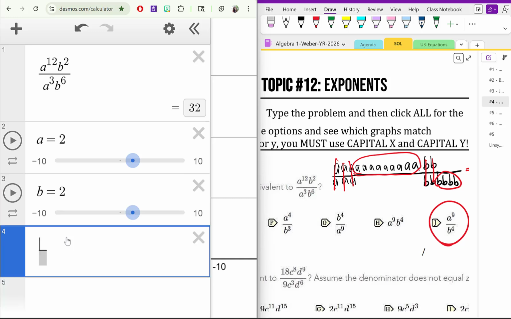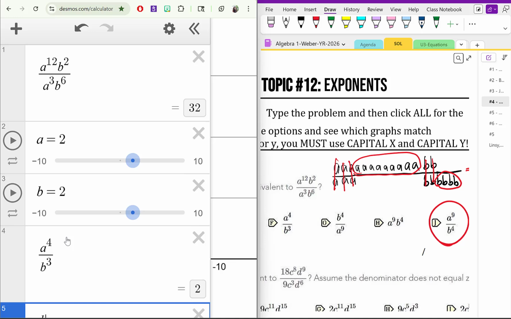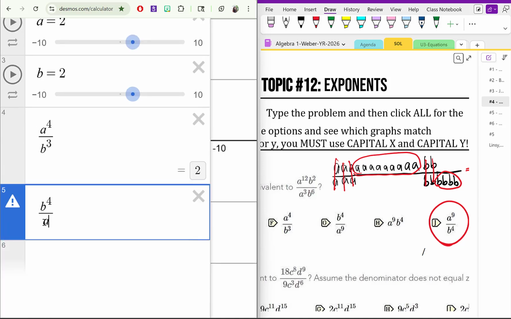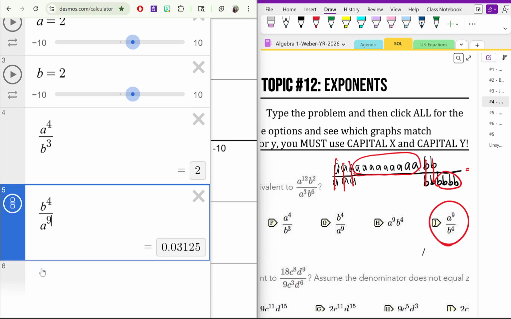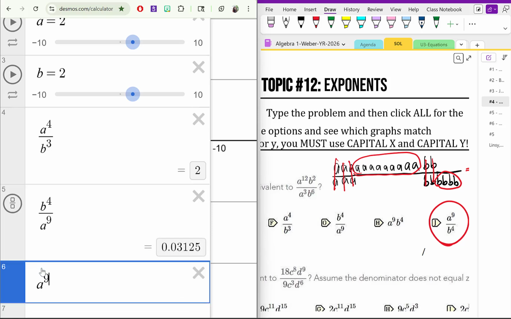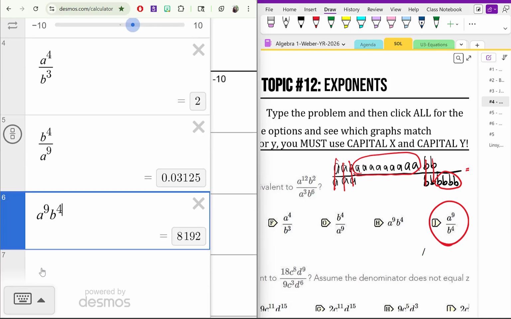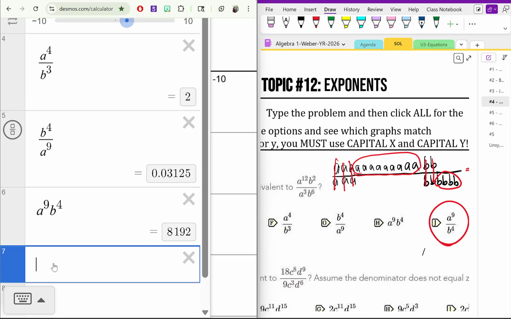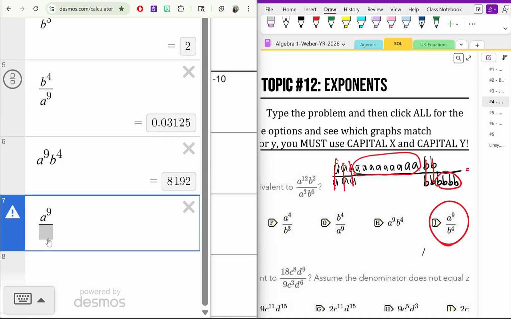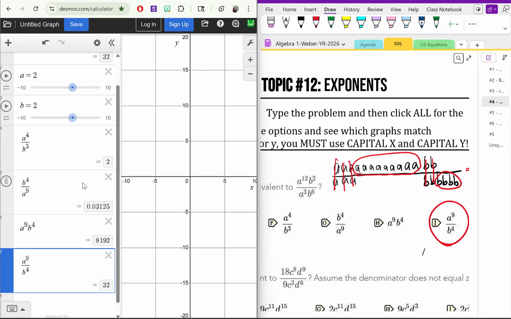So option F is A to the 4th, B to the 3rd, B to the 4th, A to the 9th, B to the 4th, and I am making this video in Puerto Rico. So those are birds outside. B to the 4th. Okay, so I typed in all the options.